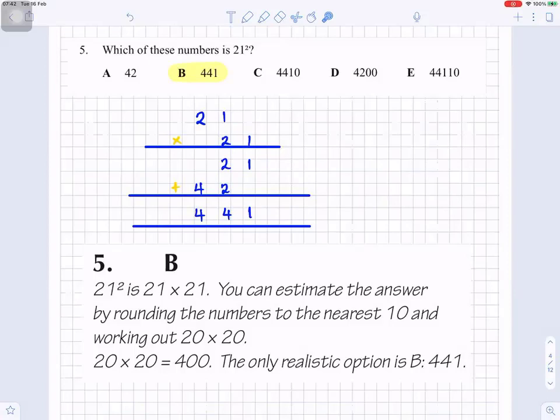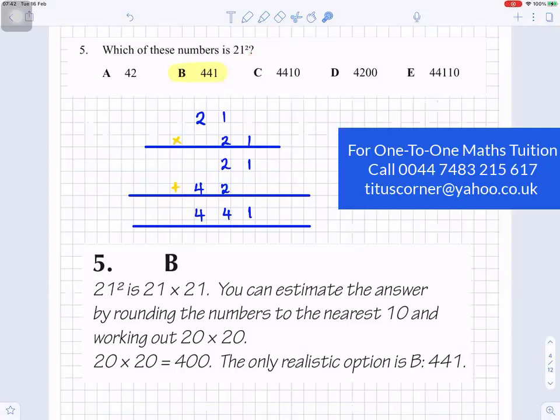So another way, you can round it to 20. 20 times 20, you get 400. And you would know the nearest one would be 441. So the answer is B.